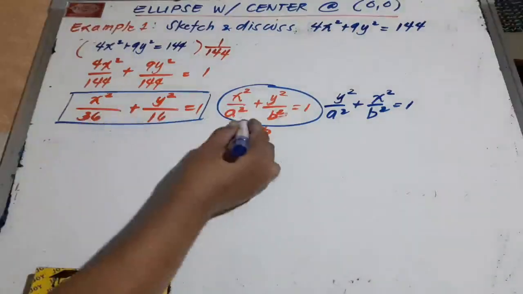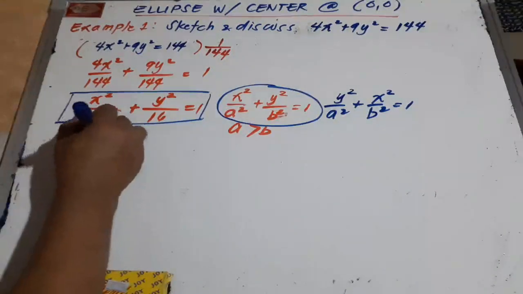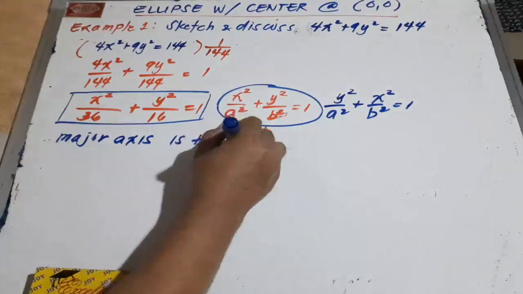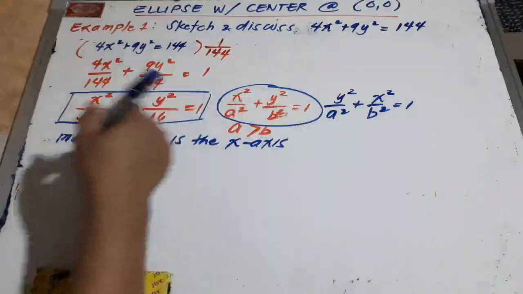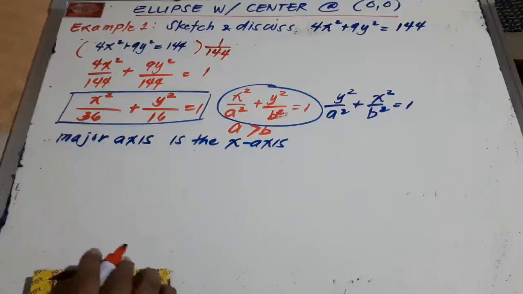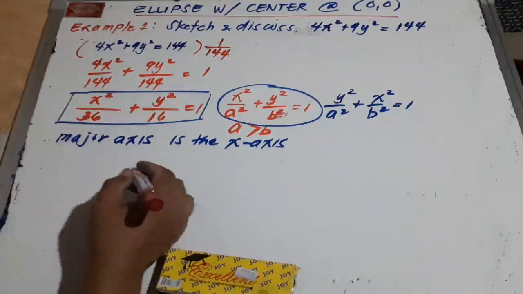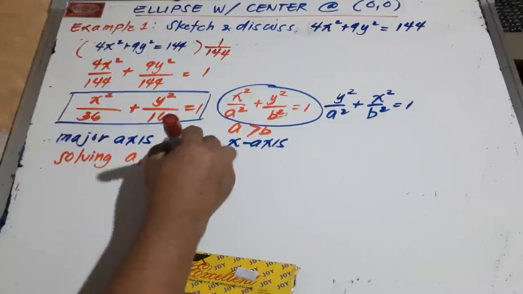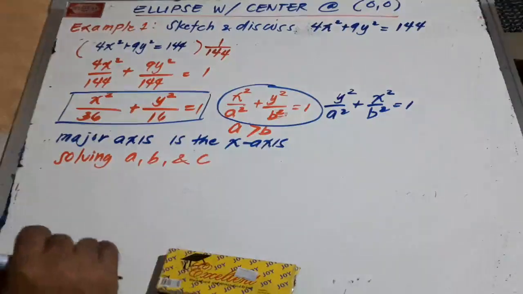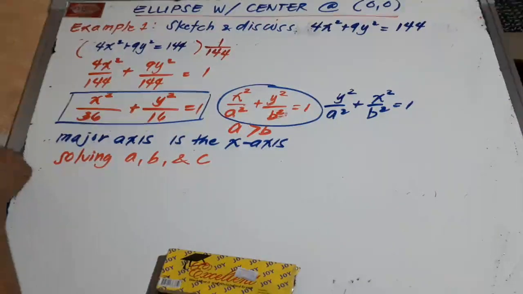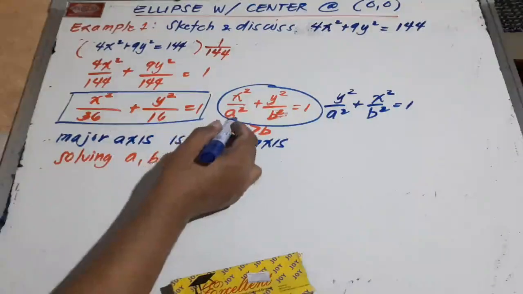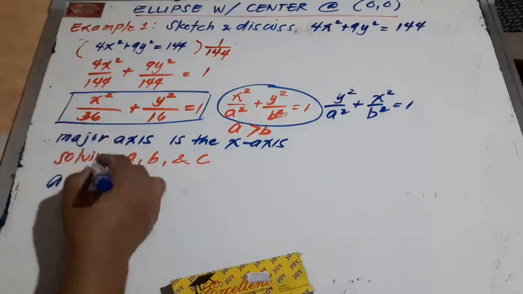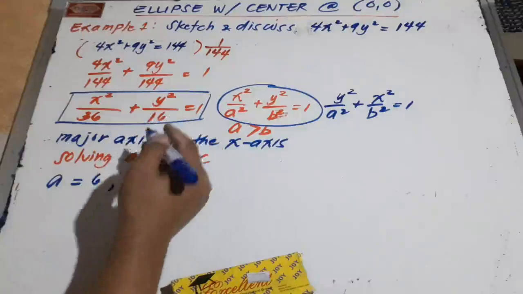At kapag ganito ang equation natin, major axis natin is the x-axis. Yung minor axis natin nasa y-axis. Okay? And then, we determine the values of a, b, and c. Solving a, b, and c. And also, LR na rin, latus rectum. Maya-maya na. So, paano yun? Imamatch lang natin. A squared equals 36 and b squared equals 16. Therefore, a equals square root of 36 and that is 6. B squared equals 16. Square root of 16 is 4.